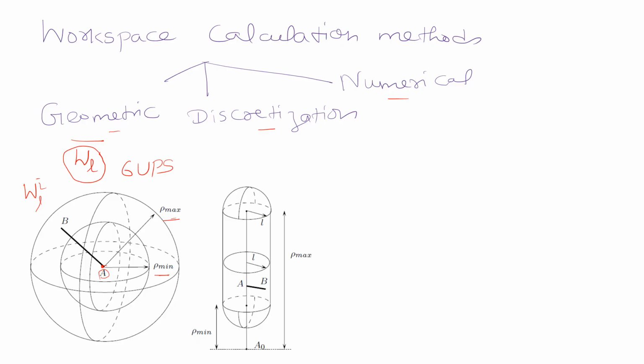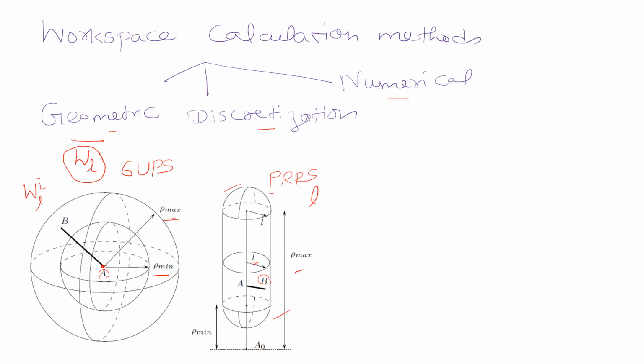If you also consider another example, like a PRRS chain in which the prismatic actuator is connected by a universal joint to a link of length L, the volume that may be reached by B is constituted of a part of a cylinder of radius L and height rho max minus rho min. This is topped, as you see here, by two hemispheres of radius L.